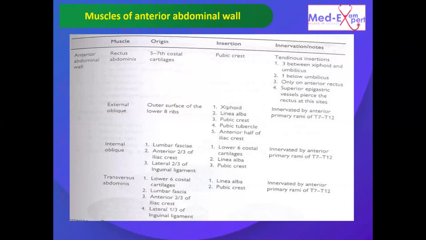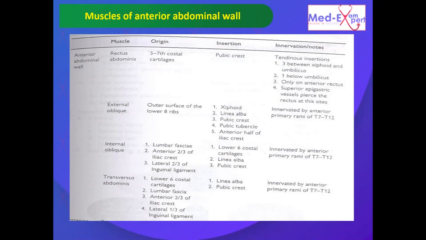It is the longitudinal muscle that is divided in between by the linea alba, which is the tendinous insertion of the lateral wall muscles in the center. And the anterolateral muscles are three: the external oblique, internal oblique, and transversus abdominis. From outside to inside, the external oblique originates from the outer surface of the lower ribs. It is inserted in the xiphoid, the linea alba, all the length of the linea alba down to the pubic crest, the pubic tubercle, and the anterior half of the iliac crest.